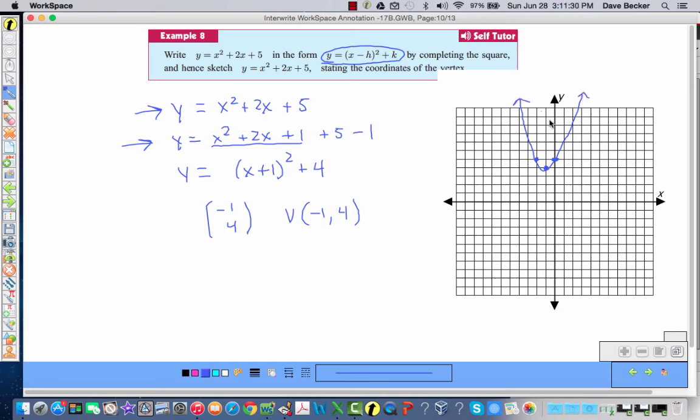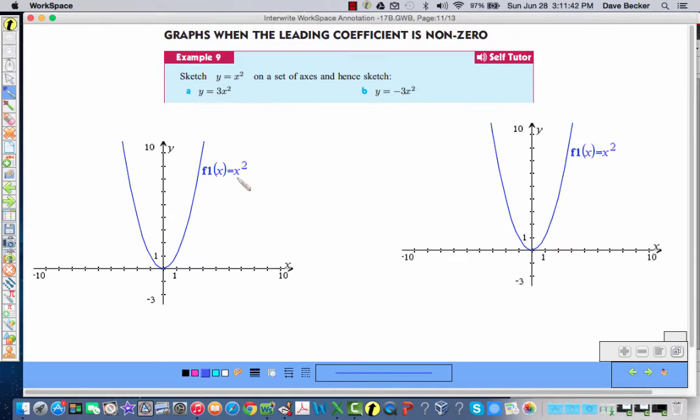It is so simple. They want us to state the coordinates of the vertex, which we did down here, but we'll go ahead and label the vertex. There we go. Could it be any easier? I don't know. All right, so what happens if I have a coefficient other than 1?